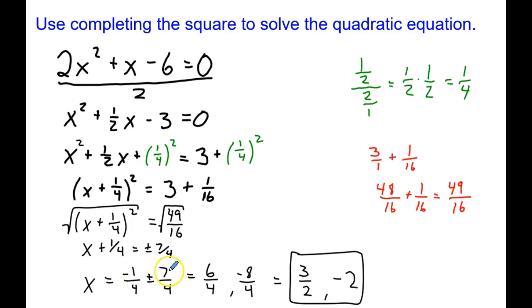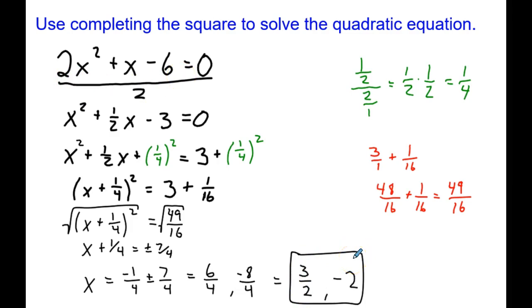We subtract the 1/4 to the other side, so we have negative 1/4 plus or minus 7/4. Negative 1/4 plus 7/4 is 6/4. Negative 1/4 minus 7/4 is negative 8/4. And then if we simplify each of those, 6 over 4 simplifies to 3 over 2. Negative 8 over 4 simplifies down to negative 2. So here are our two answers to this quadratic equation we started with. If we graph this original equation, 2x squared plus x minus 6, these would be the x-intercepts of the graph.